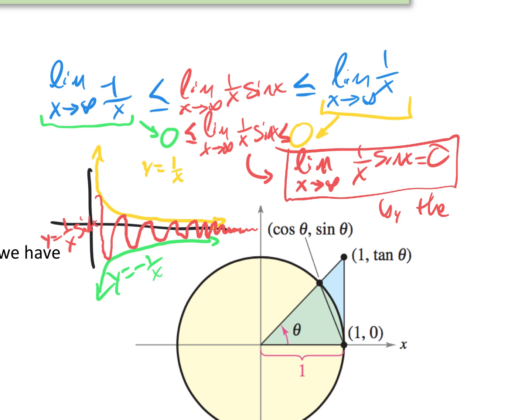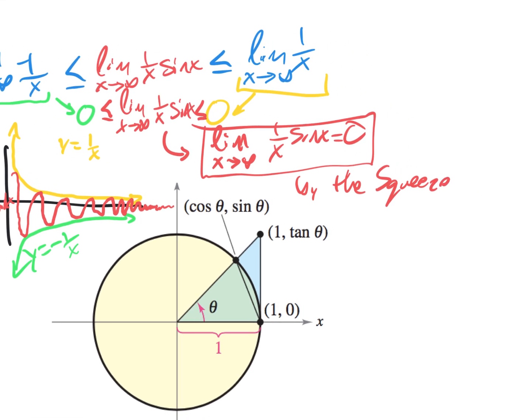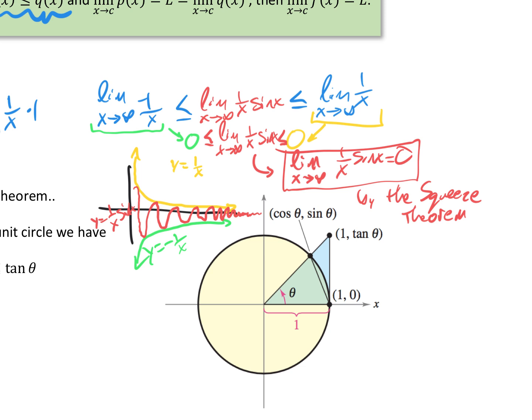Okay? By the squeeze theorem. Because we squeezed it together, we showed, we proved to ourselves and the reader that it's always greater than one function and less than another function, and they both go to the same value, which is 0 in this case. And that's the squeeze theorem.